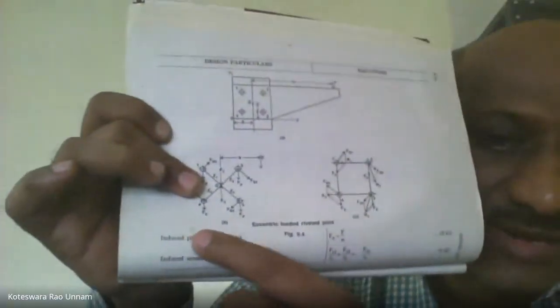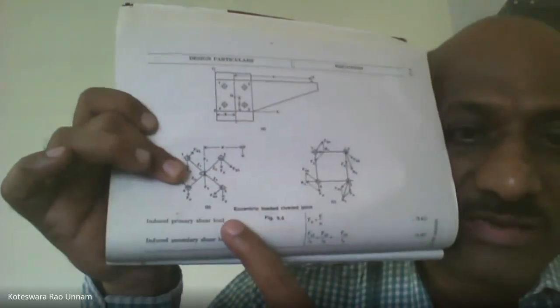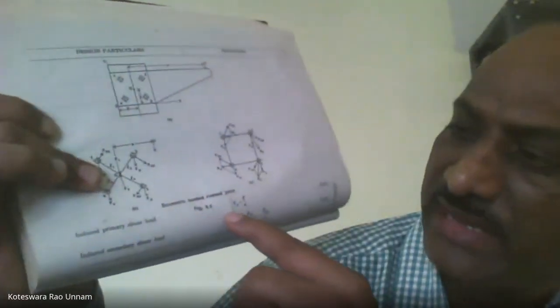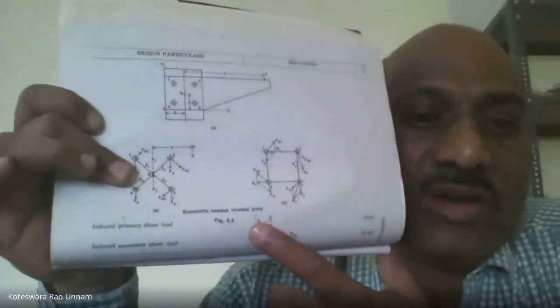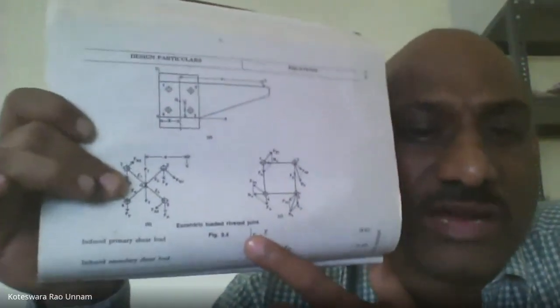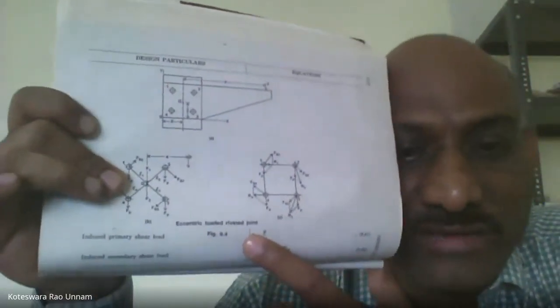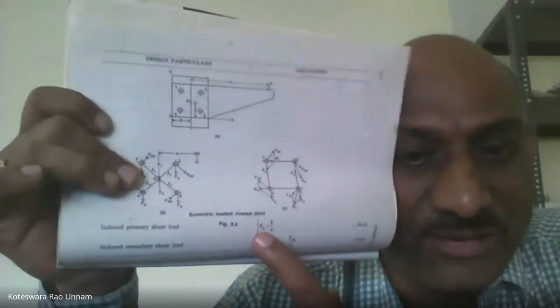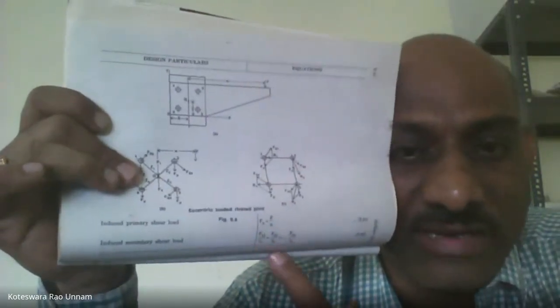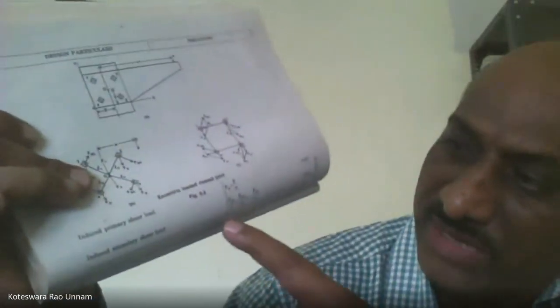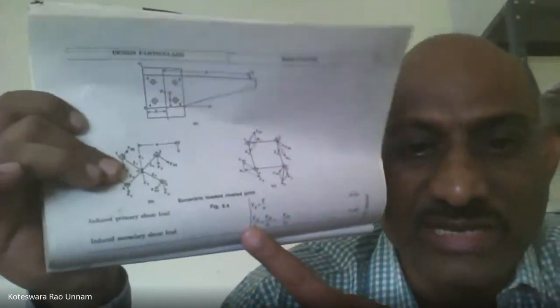Induced primary shear load. The first sentence is induced primary shear load. That he has taken as F suffix P. Okay, don't confuse with the notation. So we are taking it as F dash and F double dash. Here he has taken it as F suffix P, then F suffix S. So primary force as Fp, secondary shear force as Fs.